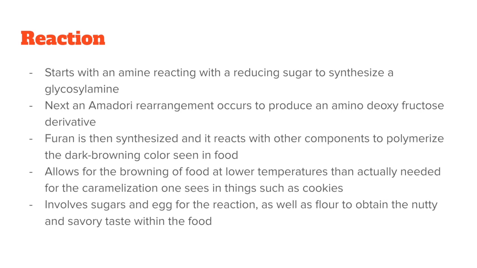So the reaction starts with an amine reacting with a reducing sugar to synthesize a glycosylamine, and next an Amadori rearrangement will occur to produce an amino-deoxyfructose derivative, and then a derivative of furan is then synthesized and it will react with other components to polymerize the dark brown color we see in the food. This will allow, as I stated, the browning of the food at lower temperatures than actually needed for caramelization to occur. This involves sugars and eggs for the reaction, as well as flour to obtain the nutty and savory taste within the food.